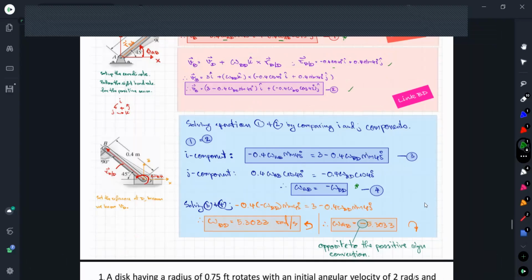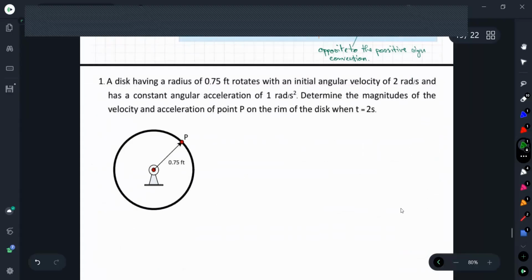After we solve the two equations, we obtain omega BD and omega AB to be this. Omega BD is positive 5.3, which means it is counterclockwise. But omega AB is negative 5.3, just the opposite, meaning it should be clockwise instead. Okay, let's complete this problem, then we move to the next.